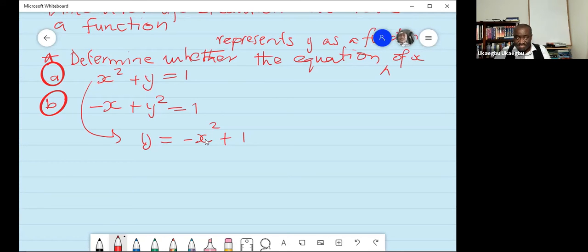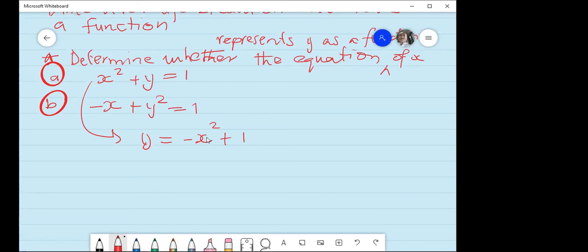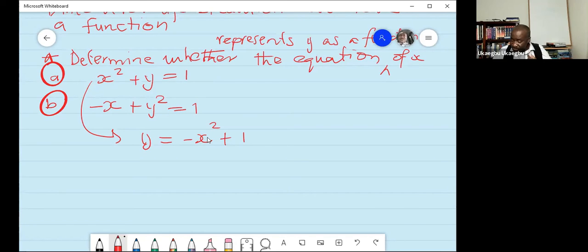So in that case, is it a function or not? Remember, can you repeat what you just said? I didn't hear you. I said, in considering this equation now, this one that we just changed, for each value of x, you are going to have one corresponding value of y. And then my question was, is that correct? Yes, it is correct.